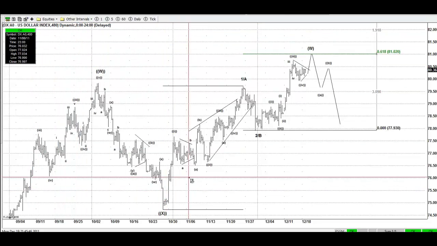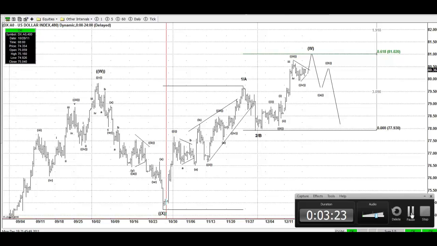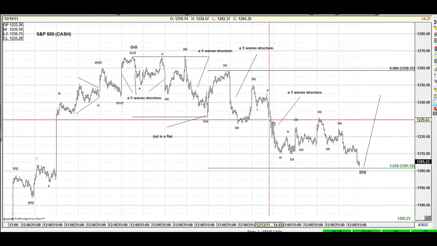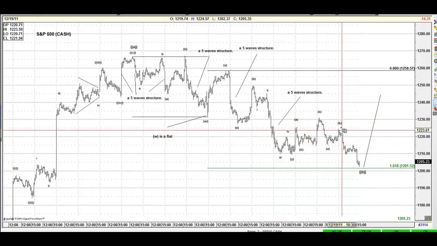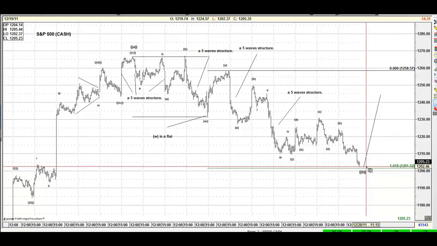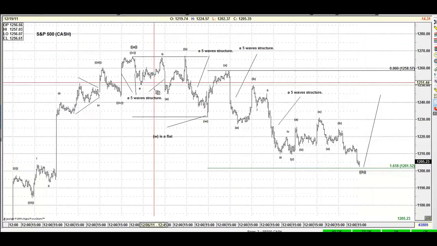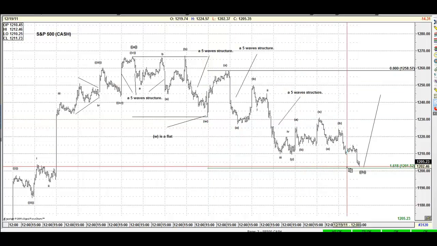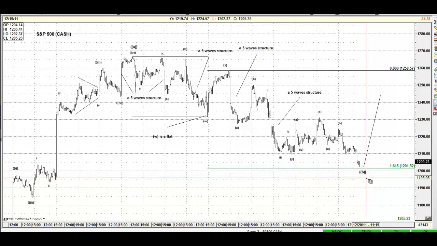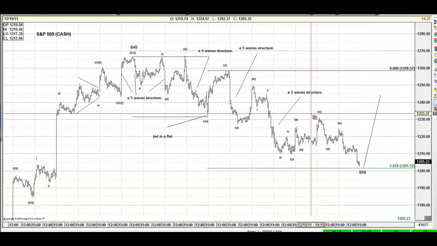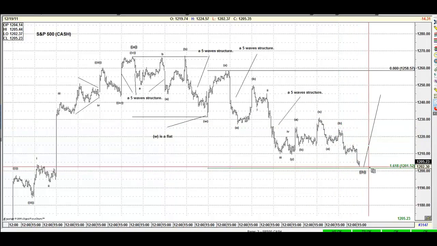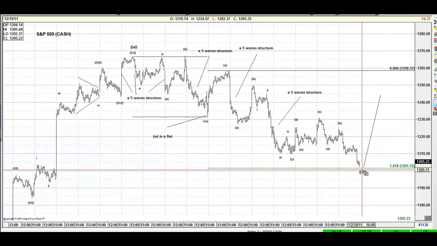Let's move on to some individual pairs. Okay, guys, on the individual pairs, let's start with the most important, which is the S&P cash. What did we say yesterday on the S&P cash? We said that the S&P cash is going to trade lower in five waves. Now, depends on how you look at it, there can be two scenarios on the S&P. All we know is that a cycle should end or should be ending around this area, and that's why we've been saying that 1200 will be tested on the S&P.